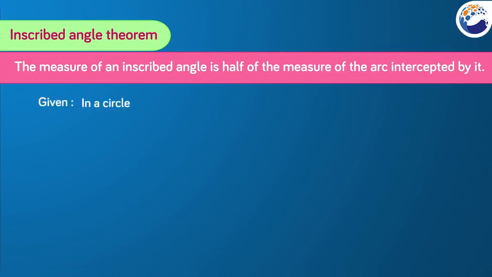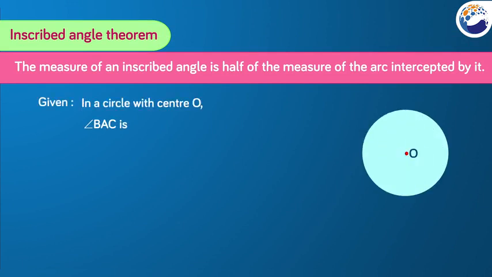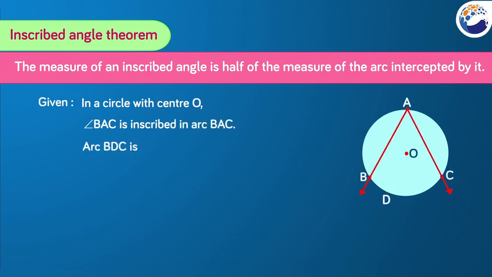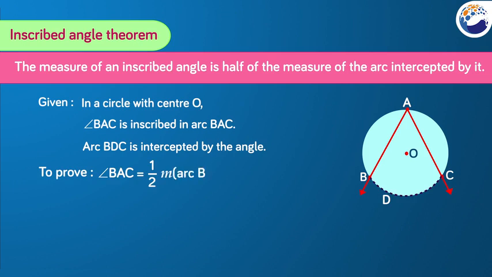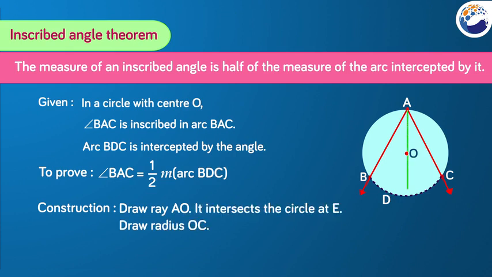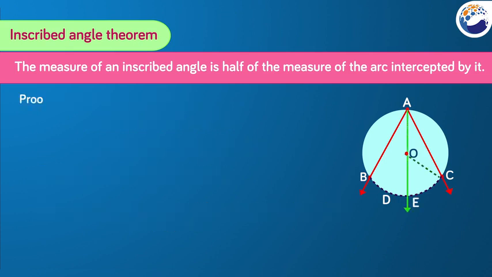Given, in a circle with center O, angle BAC is inscribed in arc BAC. Arc BDC is intercepted by the angle. To prove: angle BAC is equal to half the measure of arc BDC. Construction. Draw ray AO. It intersects the circle at E. Draw radius OC. Proof. In triangle AOC, side OA is congruent to side OC, radii of the same circle.